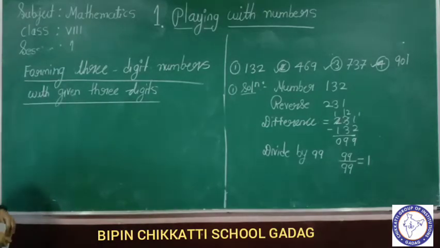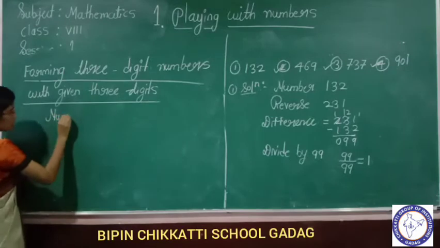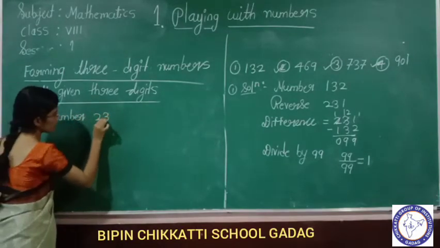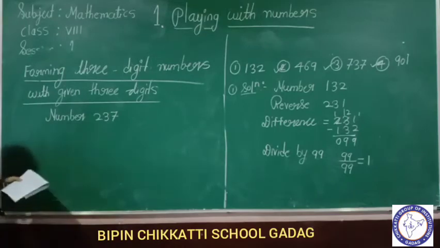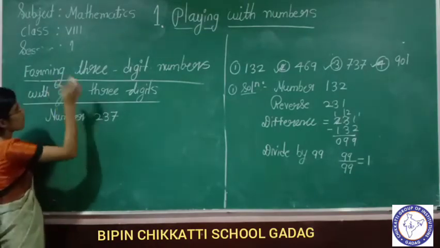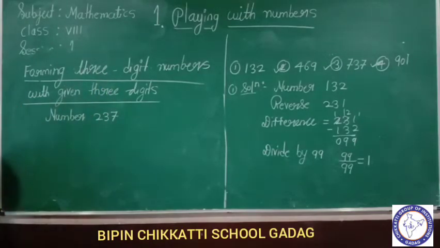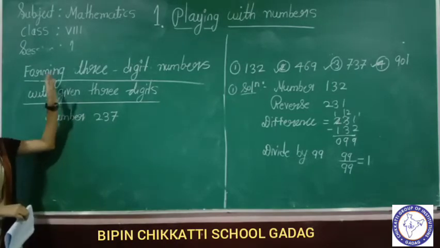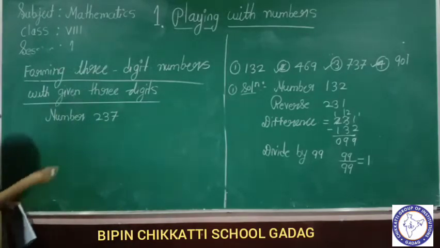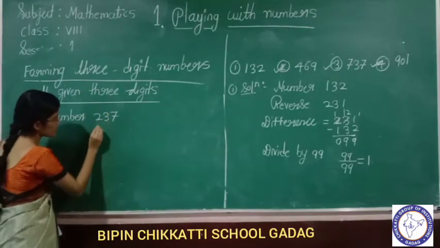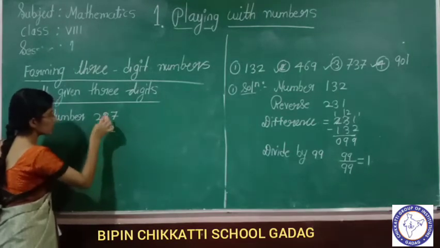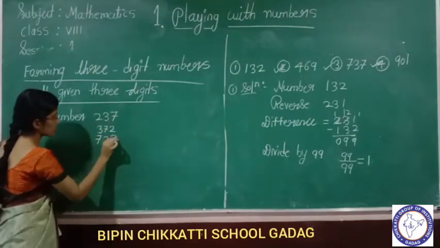Now see students, what is the meaning of forming 3-digit numbers? Forming means, suppose I give one 3-digit number, 237. What you have to do here is form 3-digit numbers with given 3 digits. With the given 3 digits, we have to form 3-digit numbers. Now see how we can do. See here, 3, 7, 2 and 7, 2, 3.